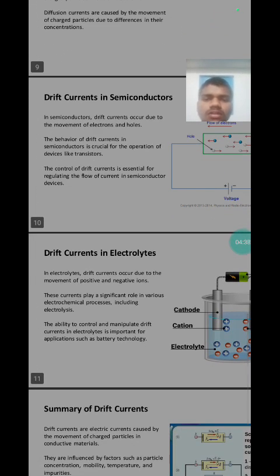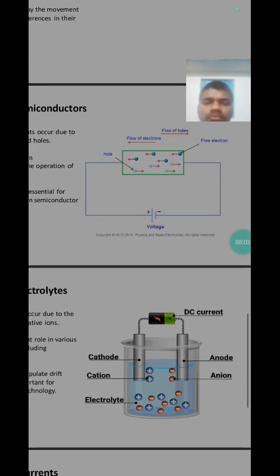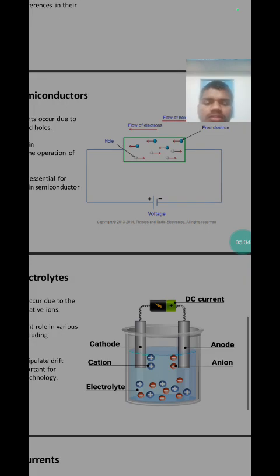Drift current in semiconductors. In semiconductors, drift currents occur due to the movement of electrons and holes. The behavior of drift currents in semiconductors is crucial for the operation of devices like transistors. The control of drift current is essential for regulating the flow of current in semiconductor devices. Diagram: flow of electrons, flow of holes, free electrons, positive, negative, voltage.